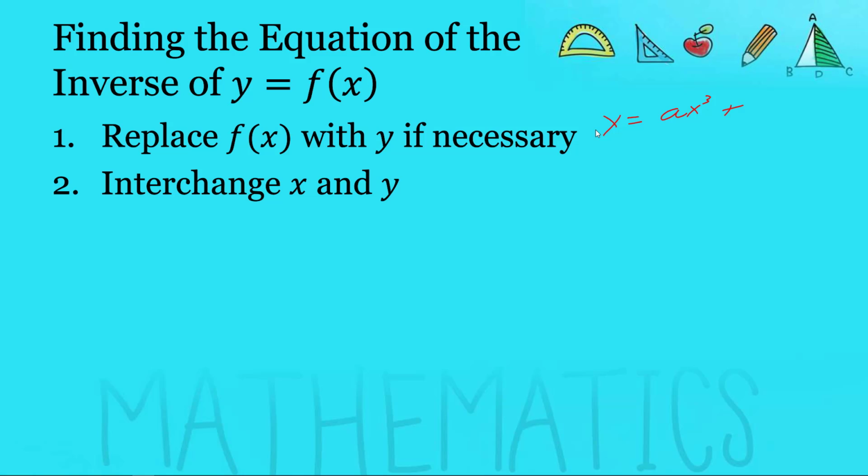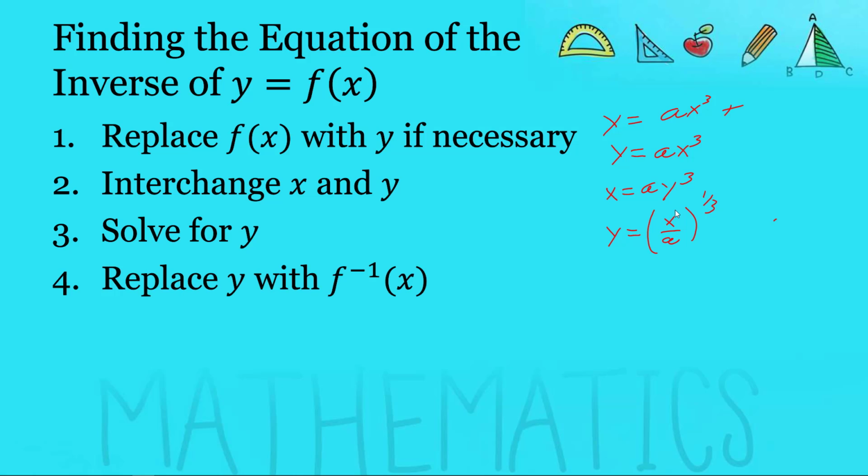Secondly, you want to replace your x and your y. So if you did actually have something like y is equal to ax cubed, you want to replace the x and the y. So then you're going to have x is equal to ay cubed. Then you want to solve for y. So in this particular case, we are going to have y is equal to x over a, all raised to the 1/3 power.